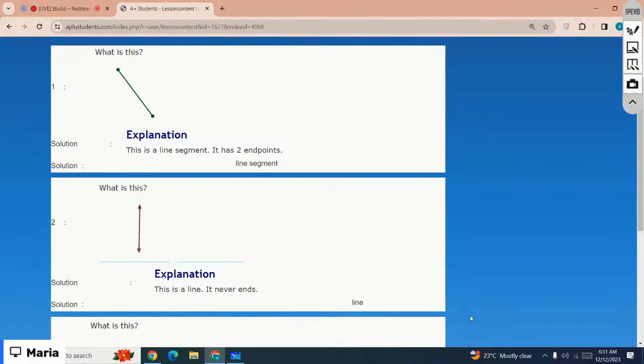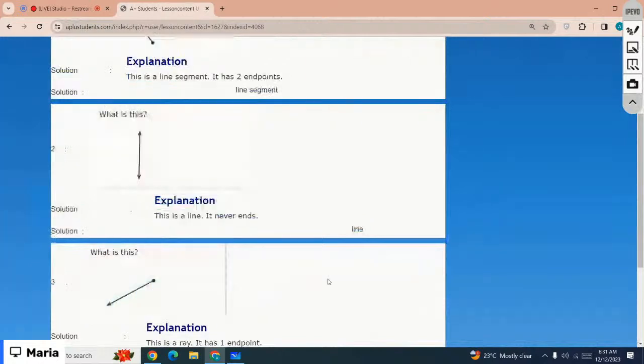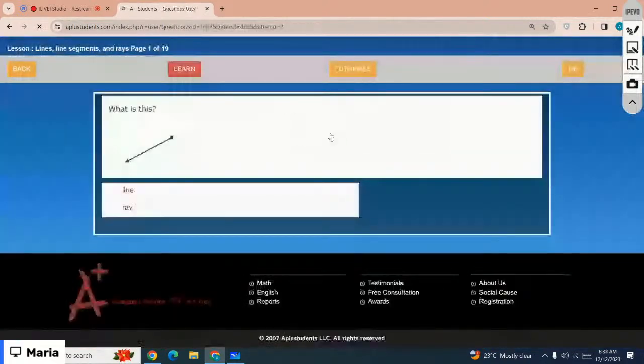And the next one, if you have an arrow on one side and an endpoint on the other side like this, that means that is a ray. The ray has only one endpoint, right? Let's just start with the test questions. What is this, line or ray? This is the ray. The ray has only one endpoint, so that is a ray.